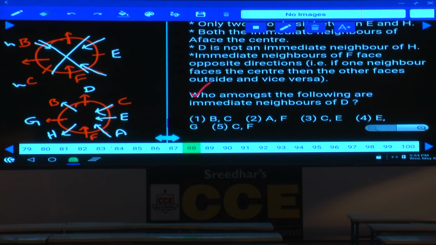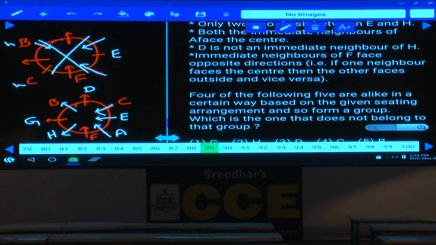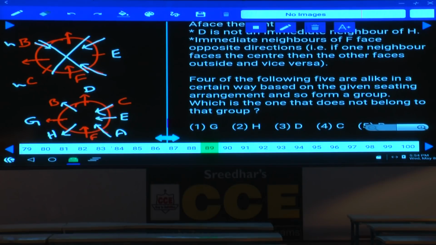Then question number 88, who among the following are immediate neighbors of D? B and C, choice 1 again. Now 89, which of the following is nothing but an odd man out? G away, H away, D away, C towards the center, and the remaining 4 are away from the center.